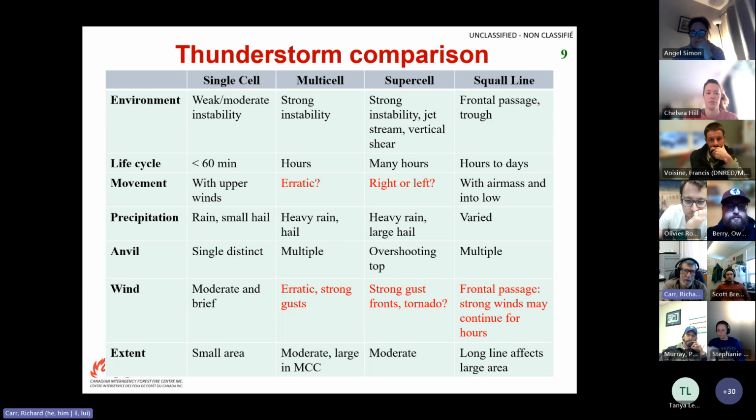Precipitation is quite varied, but usually with the supercells, you get the largest hail and heaviest rain. They can last for hours. They actually generate their own kind of weather systems, just like a very small low pressure area wrapped up in that storm. With those, the anvil tends to overshoot the top, so you can see the typical anvil that it turns into, but you quite often see that cauliflower-like cumulus phase shooting up over top of those.